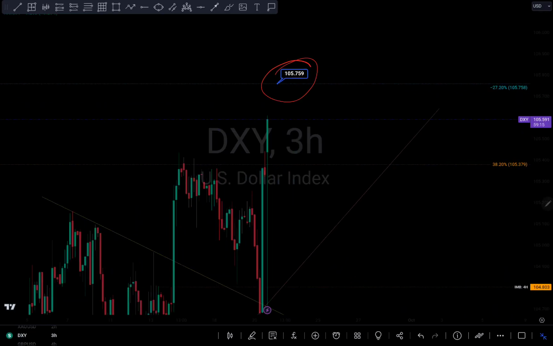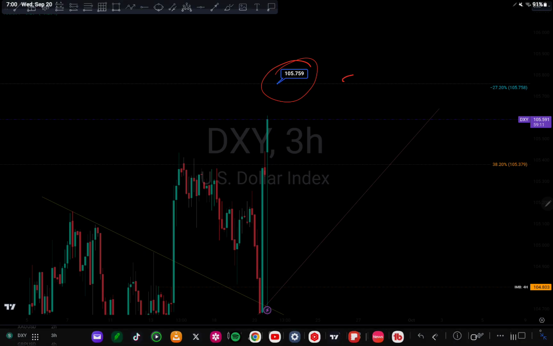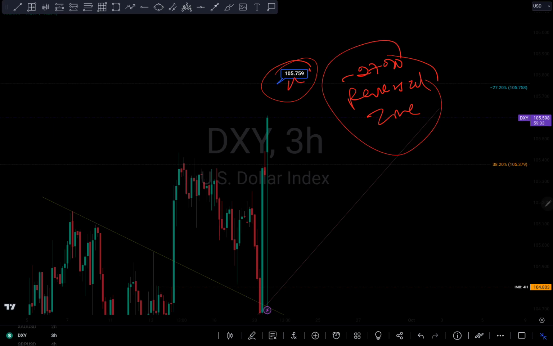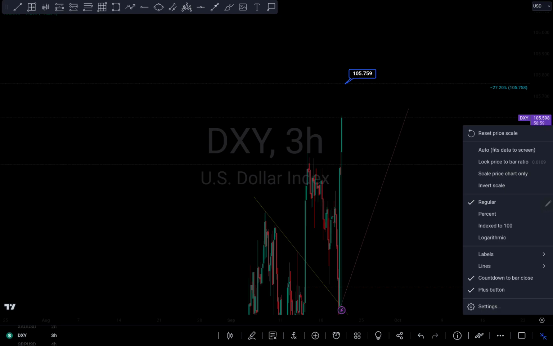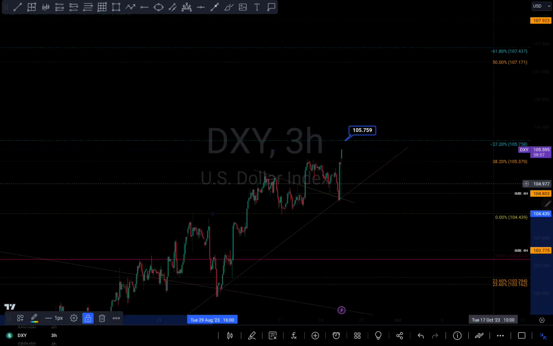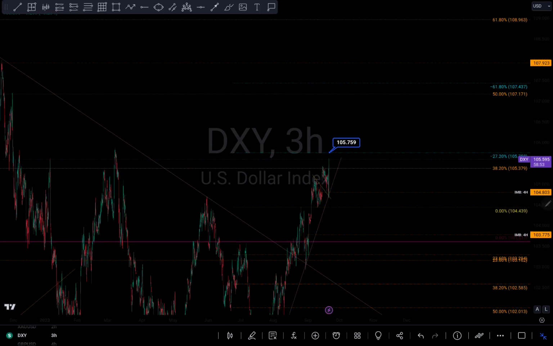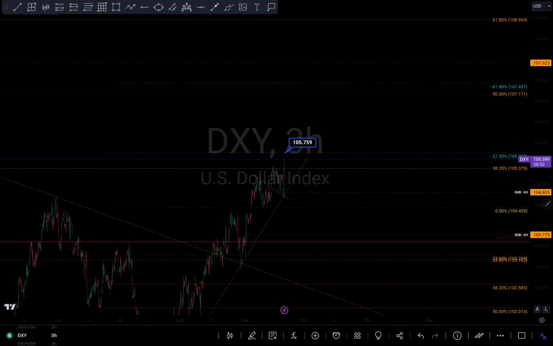But I think based on my analysis, the majority of the time when we get to the negative 27% fib level, that is always a reversal zone for me, which means there's a possibility when we get there we might reject a little bit before we continue to push to the upside, because I still see it at least pushing up to my 61.8% fib level, which is 107.